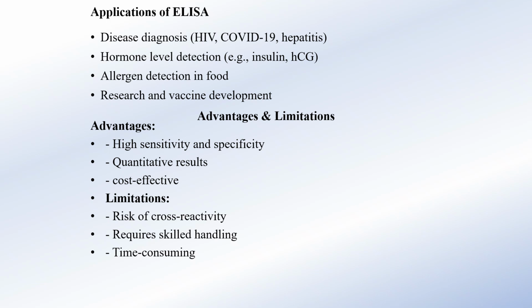Applications of ELISA are in disease diagnosis, that is HIV, COVID-19, hepatitis diagnosis, hormone level detection, for example insulin, HCG, allergen detection in food, research and vaccine development. Then we are going to see the advantages and limitations. Advantages of the ELISA technique: it has high sensitivity and specificity, quantitative results are obtained, and it is cost effective. Limitations of this technique are cross reactivity, it requires skilled training and skilled handling, and it is time consuming.